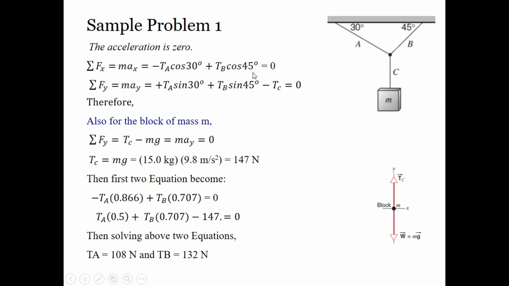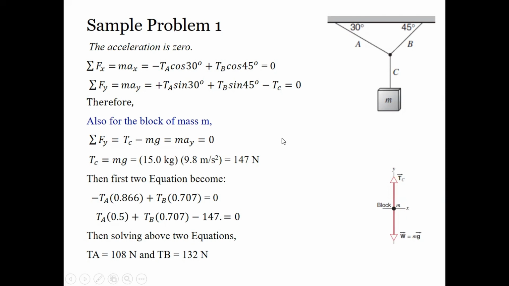So if we reduce this, we have these two equations. We must keep in mind that the block M can also be a node, and on the block there is a force away from this in the C rope, which is the tension TC, and there is a weight downward. So we can write the sum of the forces along the y direction for the block M as TC minus M into G, and this is mass times acceleration, which is equal to 0. By substituting, we can find out the value of TC, and then from the above two equations, we can find out TA and TB values.